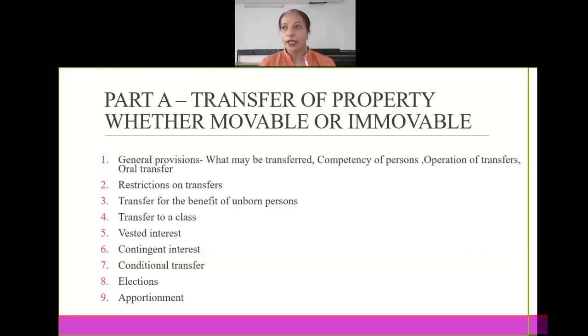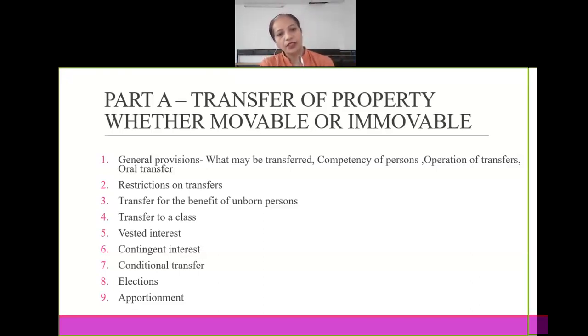event. Students, if the future event is of certain nature, bound to happen, bound to take place, then it would be called a vested interest. Only the enjoyment of that particular property is postponed, but the interest is already created, and it would be called a vested interest. But if the event is future and also uncertain, then it would be called a contingent interest, and hence it depends upon the happening or not happening of any future uncertain event. Next is the conditional transfer.